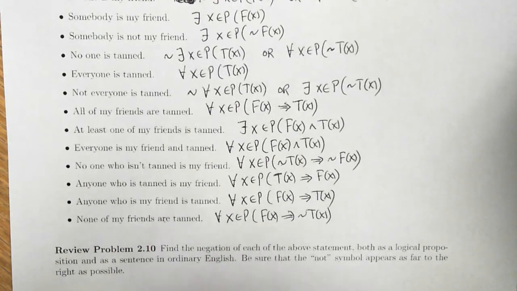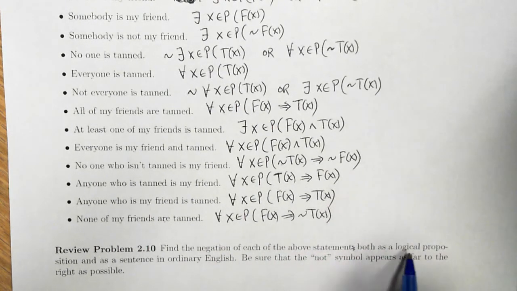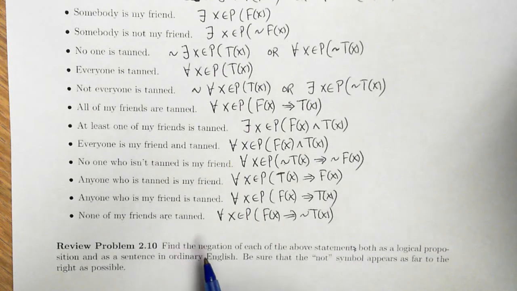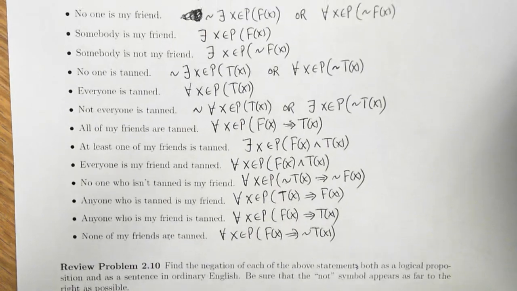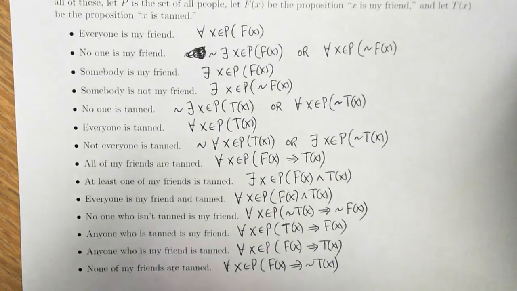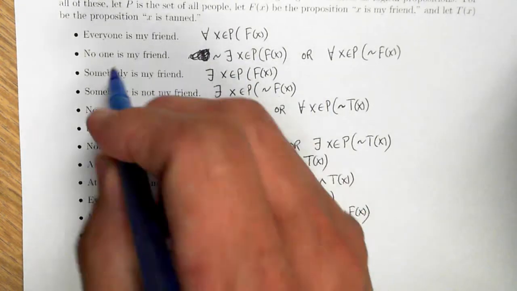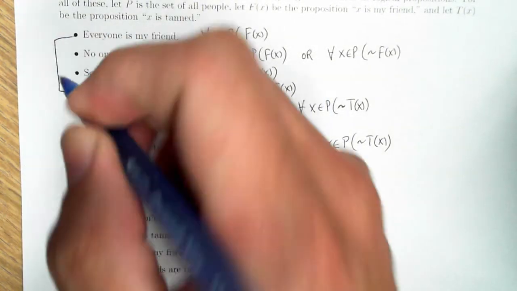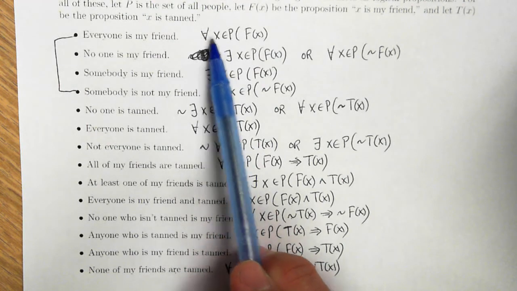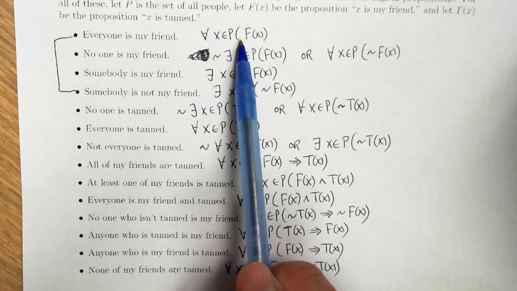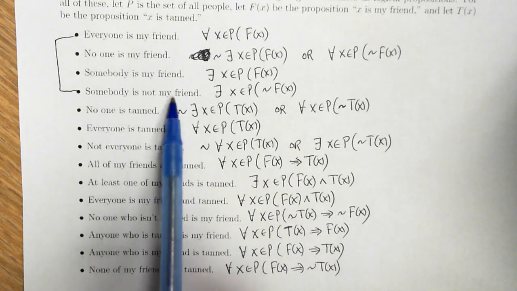Find the negation of each of the above statements, both as a logical proposition and as a sentence in ordinary English. And let's try to write things so that the not symbol appears as far to the right as possible. The first few we can do fairly quickly. The negation of this is actually this one. So these two are negations of each other. So if I take the negation of this, I would get there exists an x such that not f of x. So the negation of everyone is my friend is somebody is not my friend.